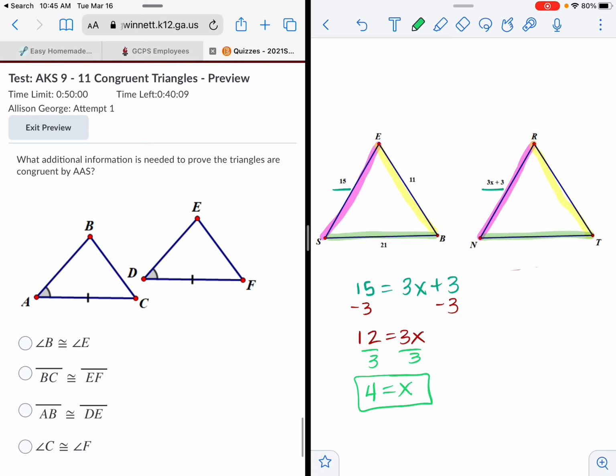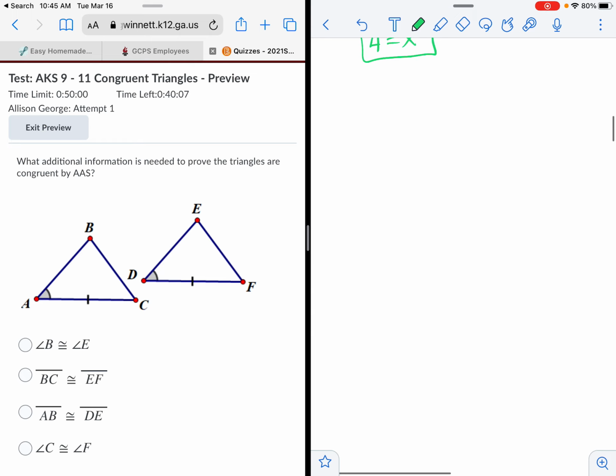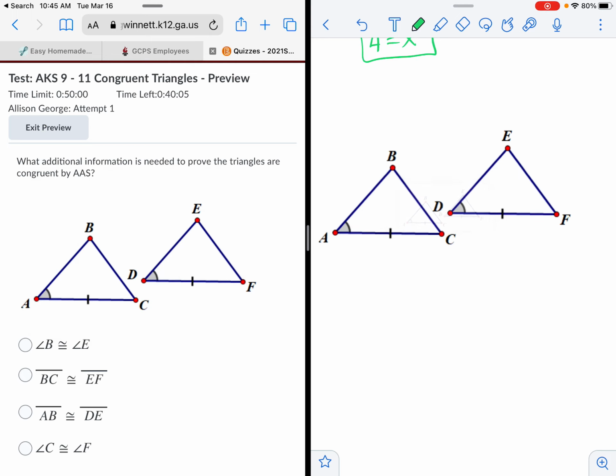All right, what additional information would you need to prove these two by angle, angle, side? Right now I have angle, side. And I want angle, angle, side. So I need my other angle to come before this one. That means if I knew angle B was congruent to angle E, I would have angle, angle, side. So it's B is congruent to E.